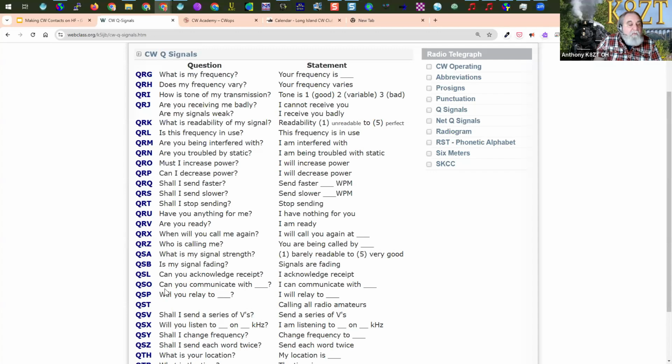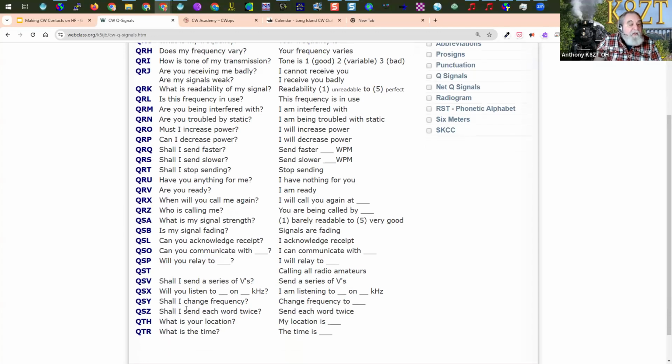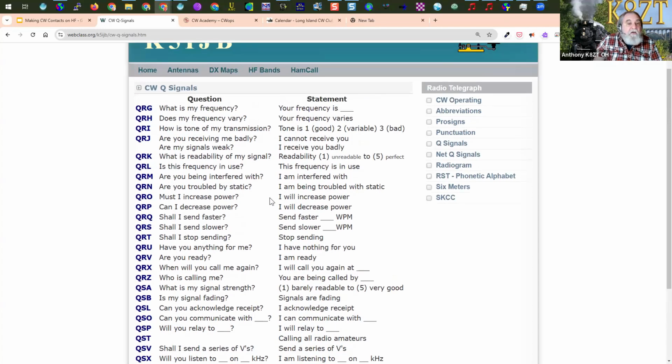So some of these you're going to probably be familiar with, probably not familiar with QSP for please relay, or QSV, so I send a set of V's. So some of these are not that common.